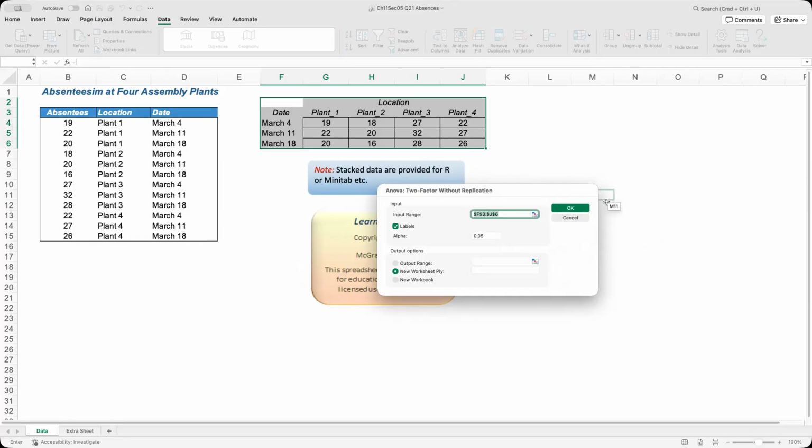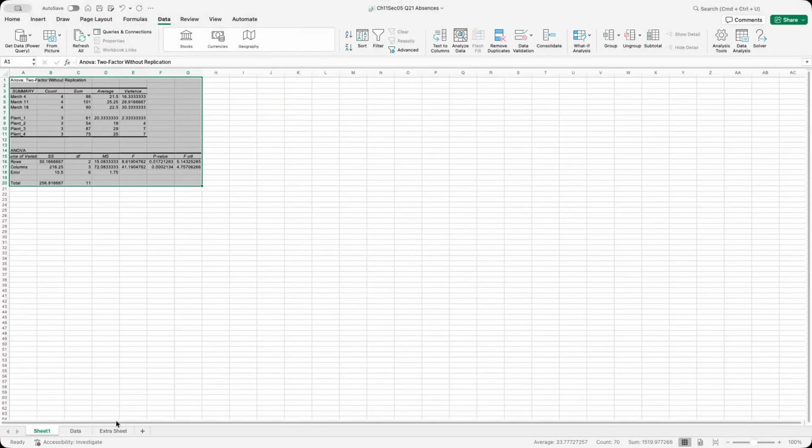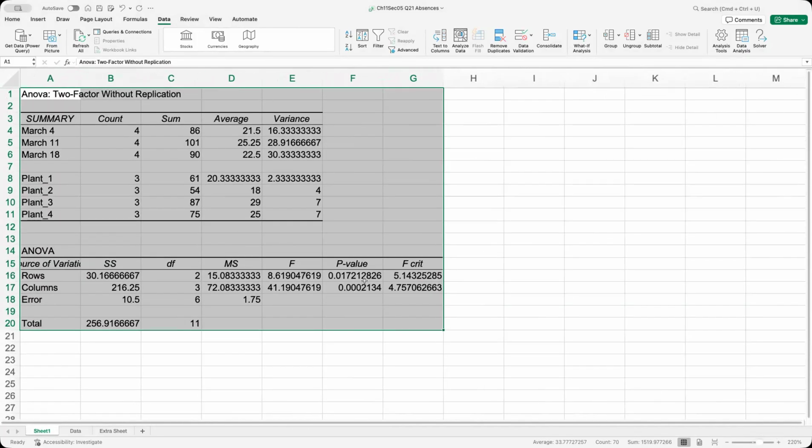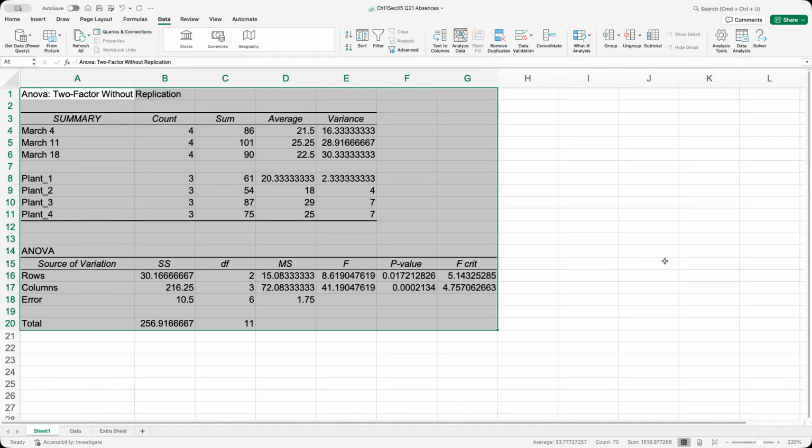Click OK. It's going to stick this in a new worksheet. Bang. Here is all the data this thing gave me. Oh, joy. What's it all mean? I got a lot of information here.